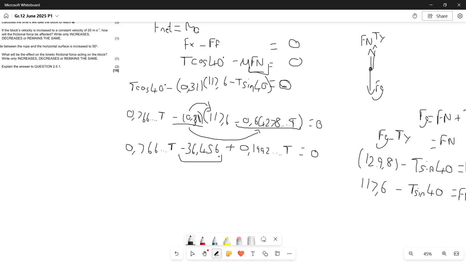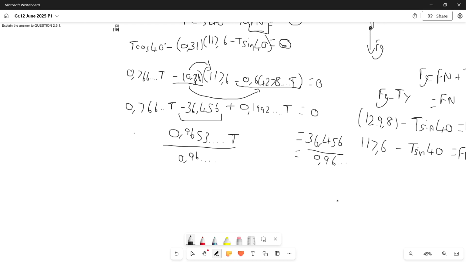So at this stage, we can just take the number over to that side, simplify our like terms with the T on them, and then go ahead, divide by that, and we'll have our final answer. So taking this over, we have positive 36,456, and then simplifying the 0,766 plus the 0,1992 together equals 0,9653 T. And then we can divide by this 0,96 and the 0,96 over here. And our final answer over there for tension is 37,77 newtons. And that is our final answer for tension.